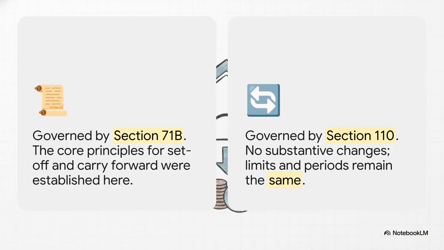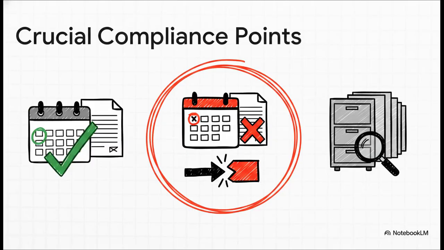So the good news here is that the government has kept things consistent. There's no major change in how the mechanism works. As confirmed in official FAQs and under Section 536 of the new Act, the core principles, that 2 lakh limit, and the 8-year period are all identical. This means any losses you calculated and carried forward under the old Act can be seamlessly brought forward under the new rules.